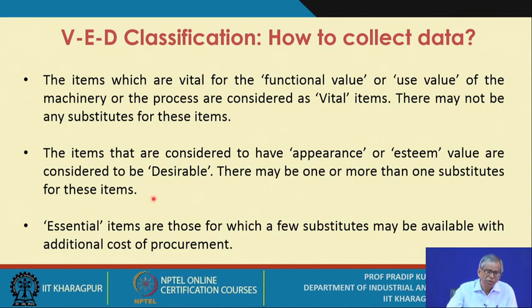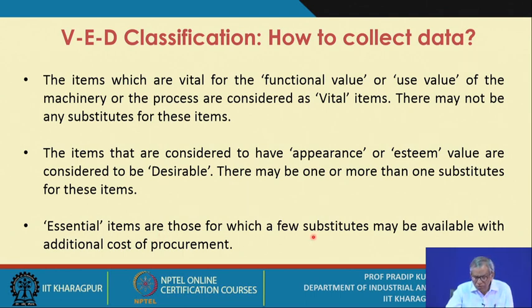That means at one extreme you have the vital item, at the other extreme you have the desirable one, which is definitely preferred, but suppose it is not available, what you can do, you can get a substitute for this one. That means for the time being you can run the system. There is no effect on the functional value of the product. So the criticality is to be defined very clearly and explicitly.